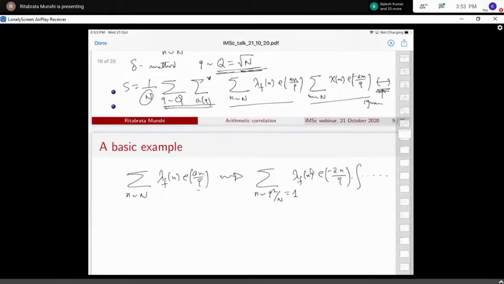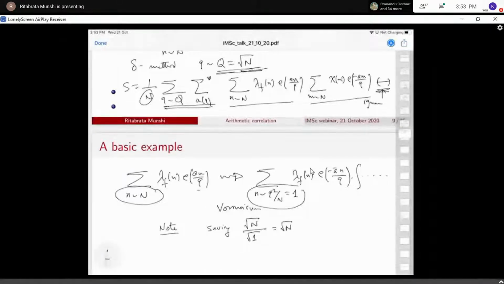Okay, so that's one sum. Now let's look at the other sum. So this is called the Voronoi summation formula. I must say here that since the sum starts with a length of size capital N and ends with a length of size 1, you have a saving. The saving is the square root of the initial length by the square root of the final length, which is basically the square root of N.